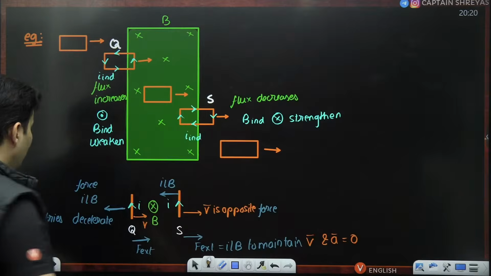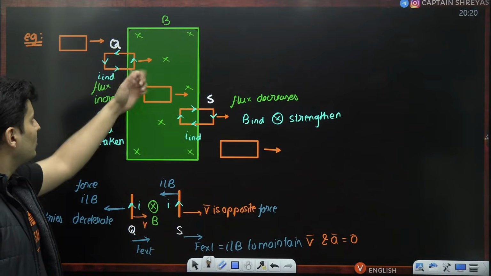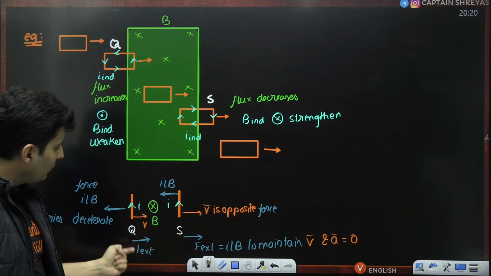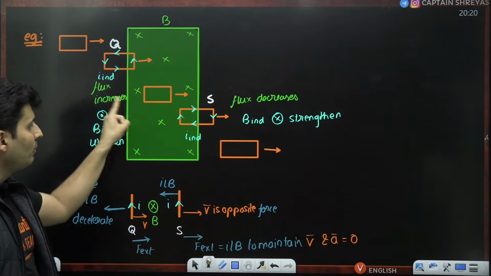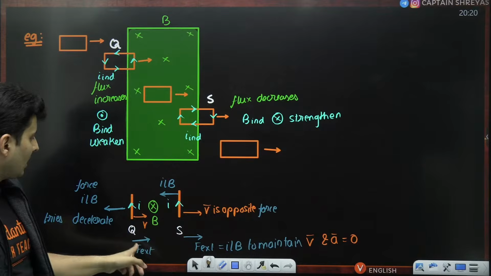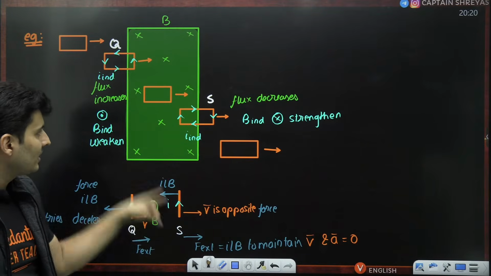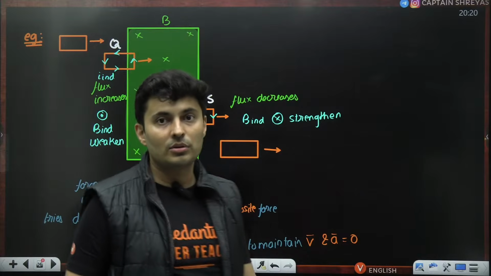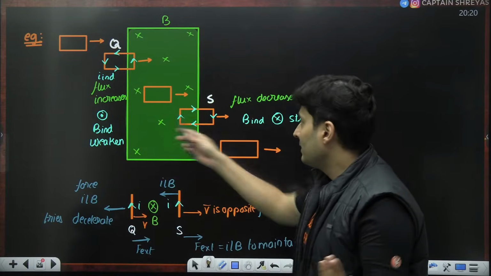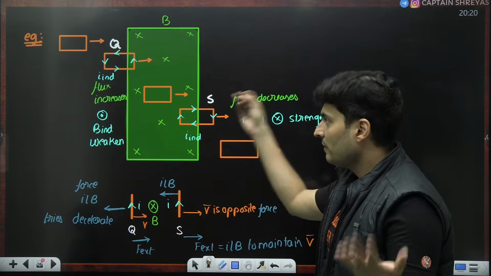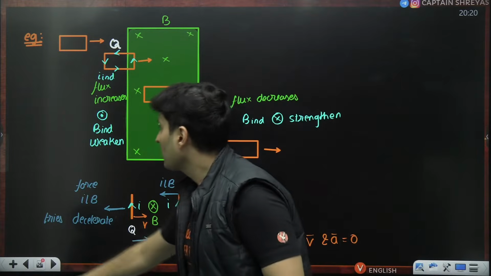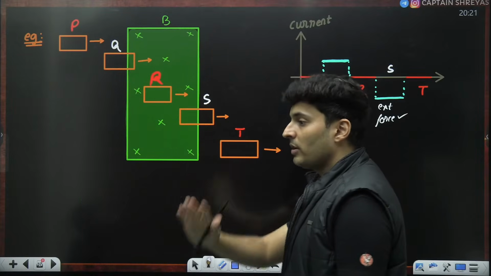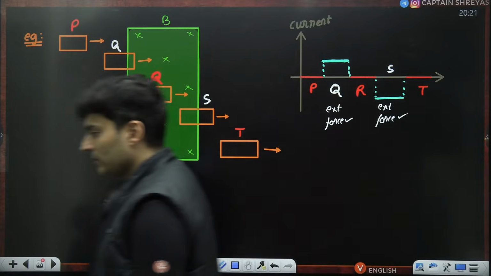Which direction does the force act? ILB force acts towards the left side, opposite to the velocity. So external force will be towards the right side to maintain the velocity, as I have shown over here. So it's a very important and interesting question where we discuss the currents, velocities, EMFs, flux changes, everything for every single part of the problem. This is one of the most famous models of the question. Let me tell you that.